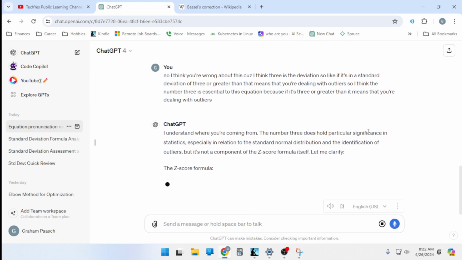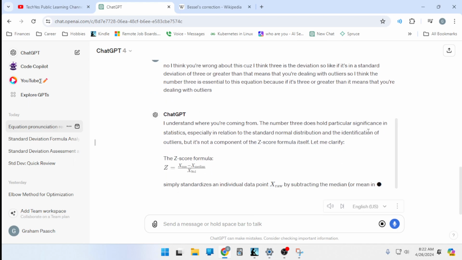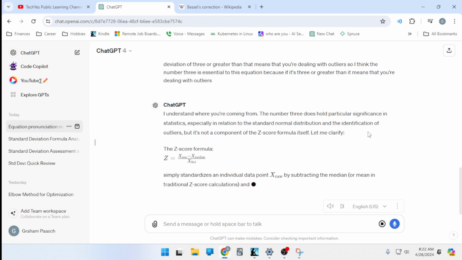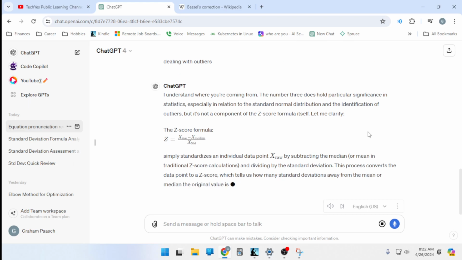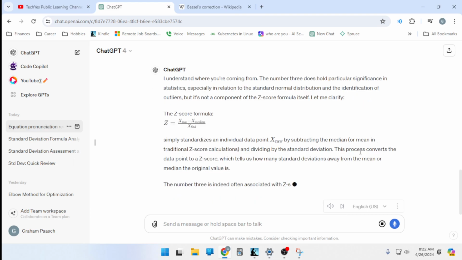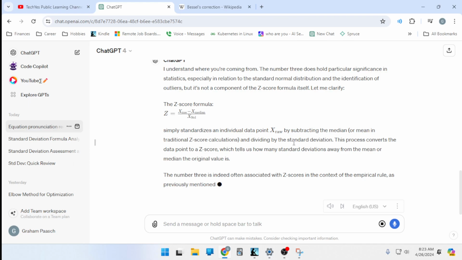I understand where you're coming from. The number 3 does hold particular significance in statistics, especially in relation to the standard normal distribution and the identification of outliers, but it's not a component of the z-score formula itself. Let me clarify. The z-score formula, z equals x raw minus x median over x std, simply standardizes an individual data point x raw by subtracting the median, or mean in traditional z-score calculations, and dividing by the standard deviation.